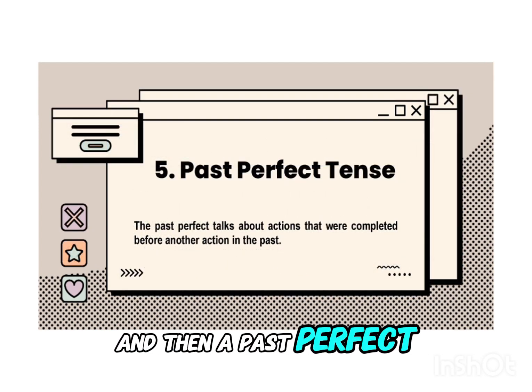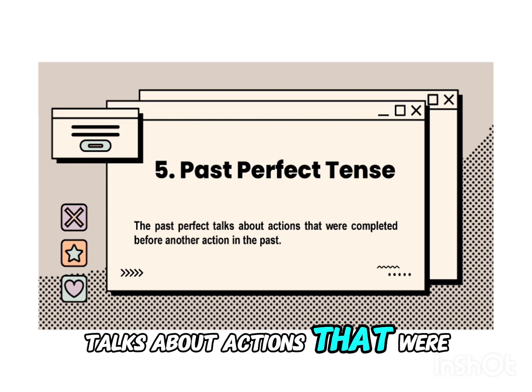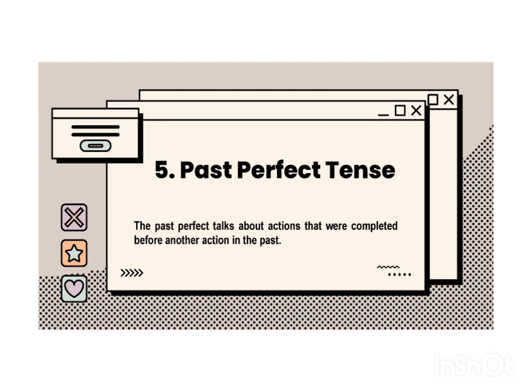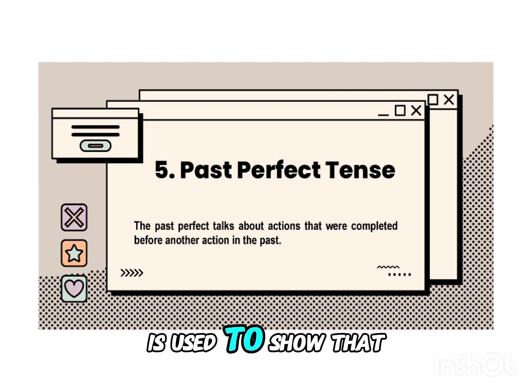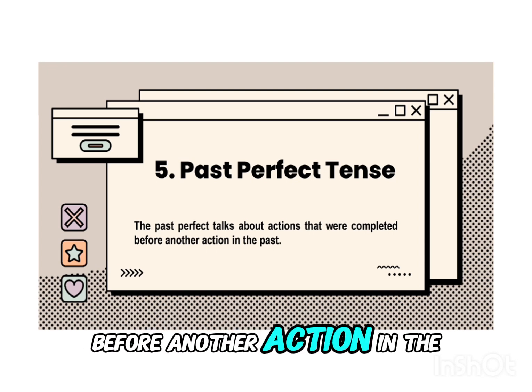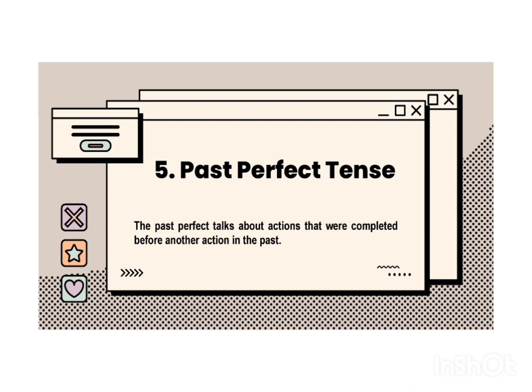And then the past perfect tense. The past perfect tense talks about actions that were complete before another action in the past. It is used to show that one action happened before another action in the past, and shows the past of the past.